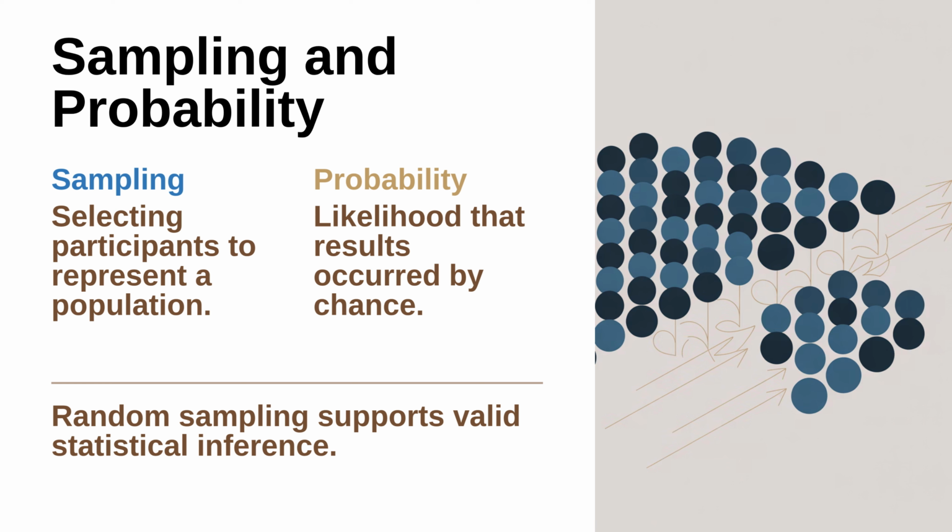Probability, on the other hand, is the likelihood that results occurred by chance. Random sampling increases validity because it ensures every member of the population has an equal chance to be included. Together, sampling and probability make statistical inferences trustworthy.